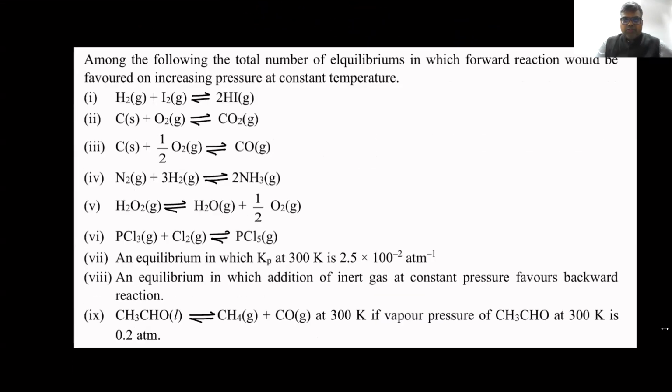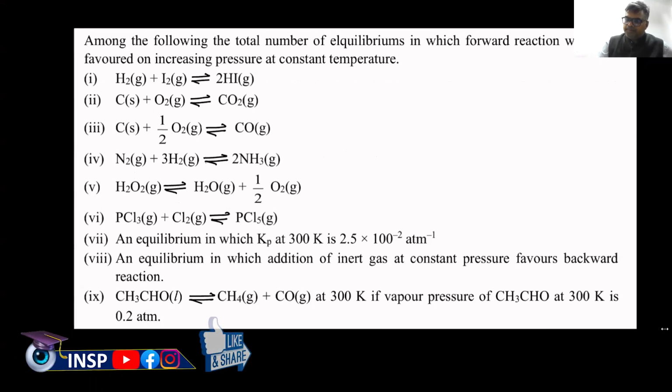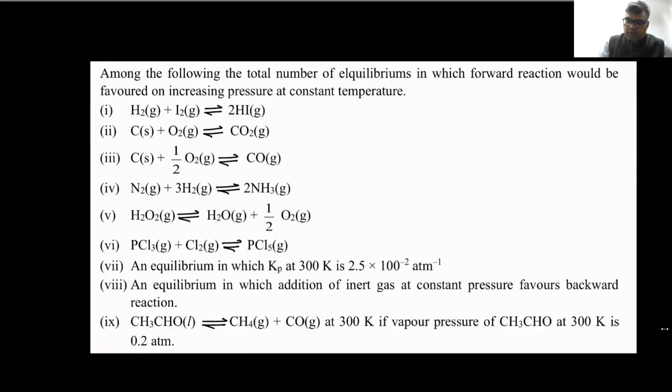Now I'm taking one more question to make your concept more clear with respect to Le Chatelier's principle. If some of you are not very much clear about that, just understand that's why I've given a little more explanation. If it is clear, we can move to the next question. It's given, among the following, the total number of equilibria in which the forward reaction would be favored on increase of pressure at constant temperature.